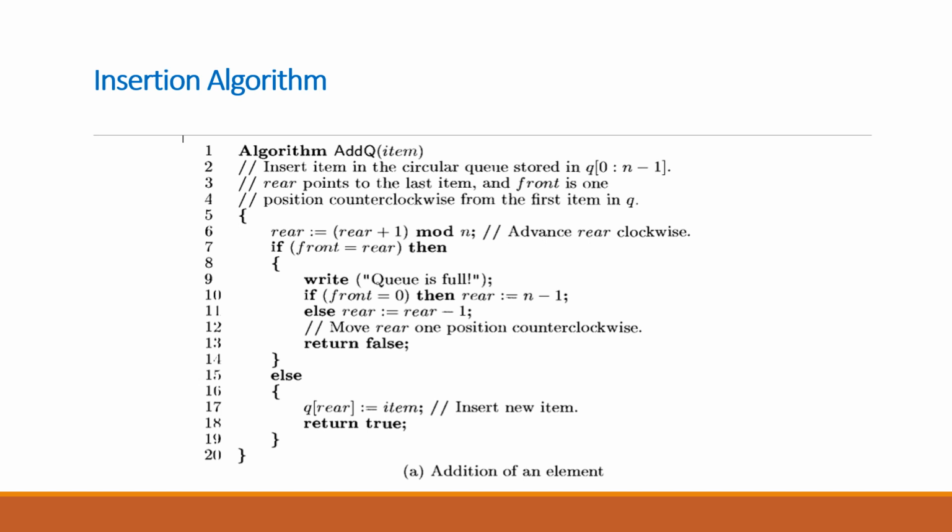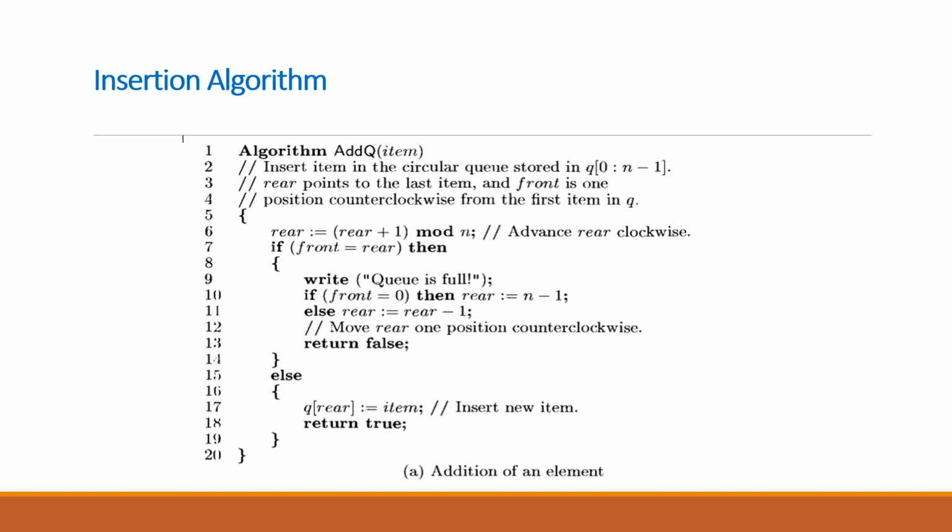if front is equal to rear, when this condition becomes true, the queue is full. Then one more condition is present here. If front equals 0, then the true statement is rear is equal to n minus 1, that is the last position. Or else rear is equal to rear minus 1, that means move rear one position counterclockwise, to the position one less than the previous one. So it returns false.